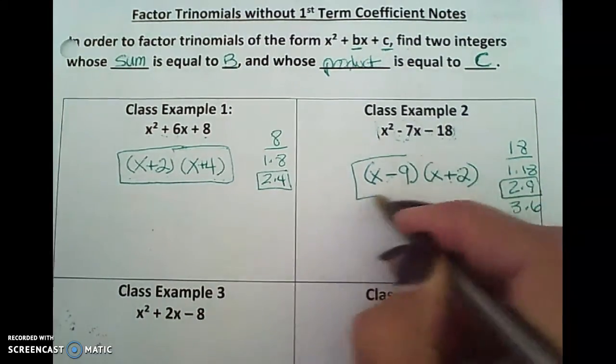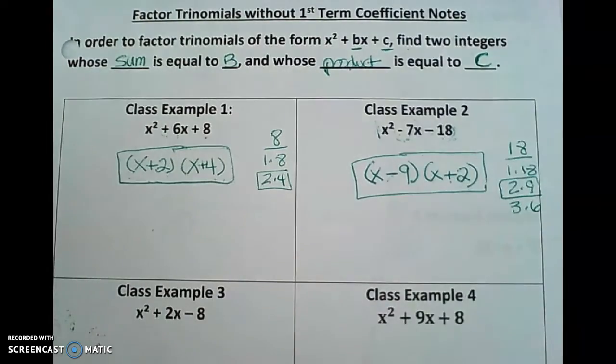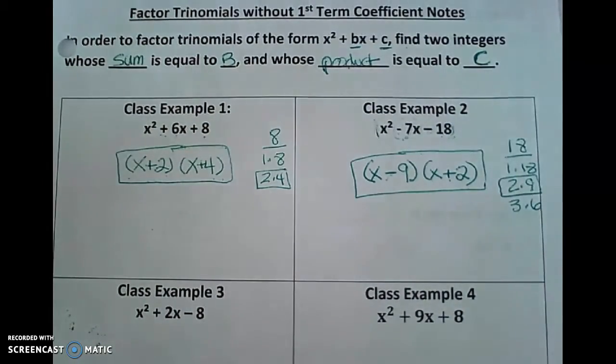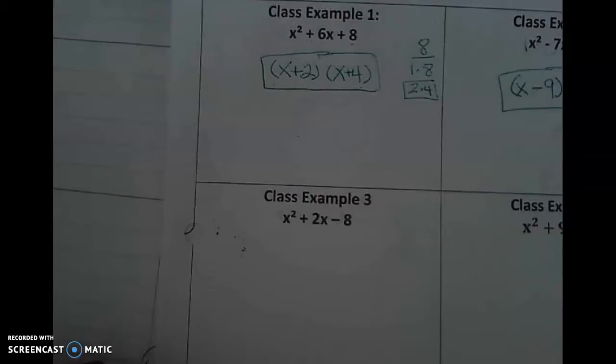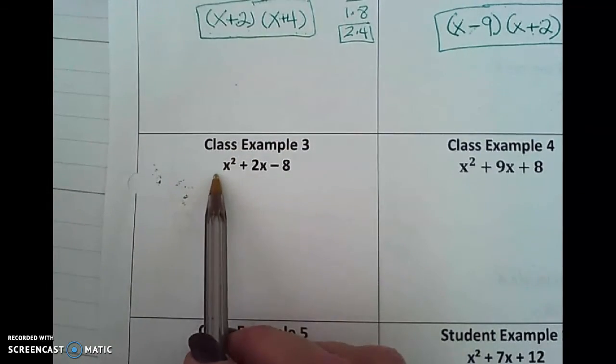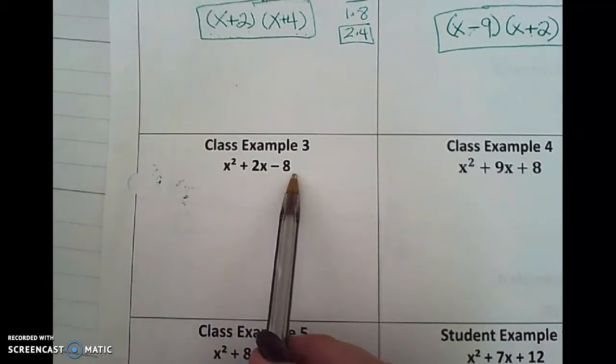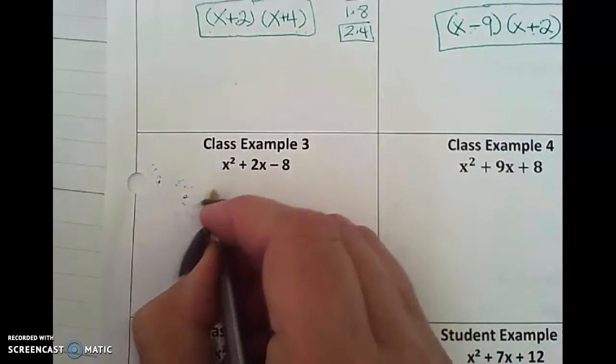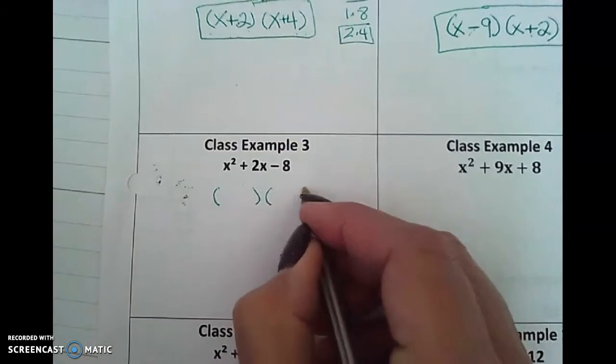Okay, there's your answer. Again, these are a little trickier. You're going to spend a lot of time practicing them. All right, let's look at class example 3. There's no first term coefficient. They do not all have an x. There is no GCF. So we go straight to a binomial times a binomial.